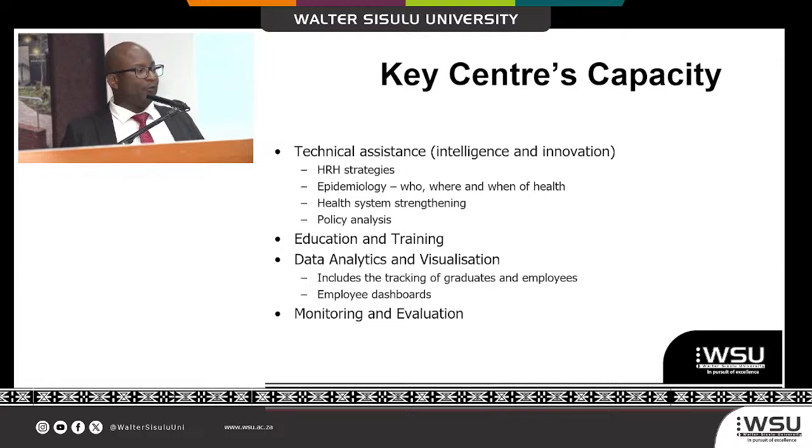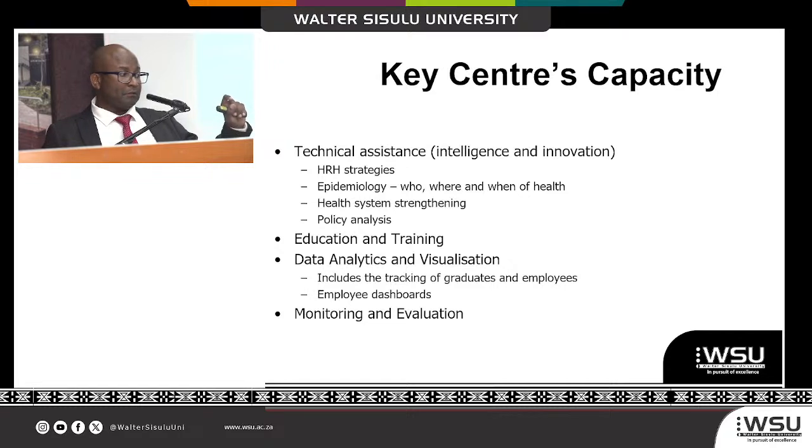Our capacity really will be on technical assistance, assisting with human resource for health strategies, epidemiological research, because everything will need to be based on who, where, and when people actually get affected by conditions or health needs, or deficiencies for that matter. Health system strengthening, policy analysis. And then also there's education and training, naturally because we're an academic institution, but at the same time because of the focus on competence as well.